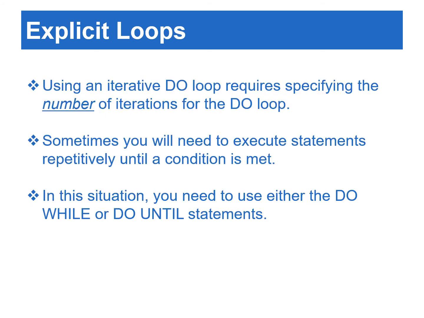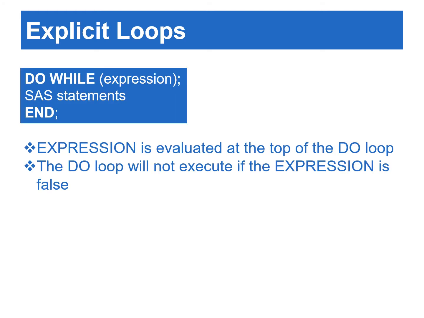Using an iterative do loop requires that we specify the number of iterations for the do loop. Sometimes, however, we will need to execute statements repetitively until a condition is met. In this situation, we need to use either the do while or do until statements. In the do while loop, the expression is evaluated at the top of the do loop. The do loop will not execute if the expression is evaluated to be false.